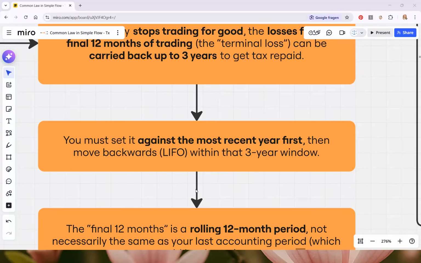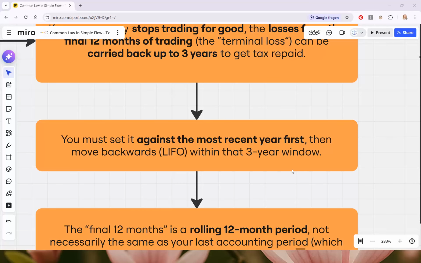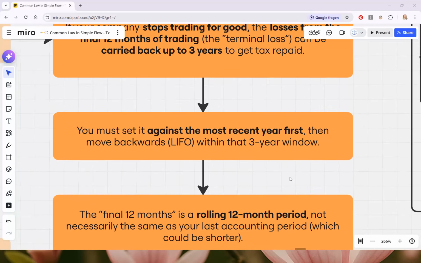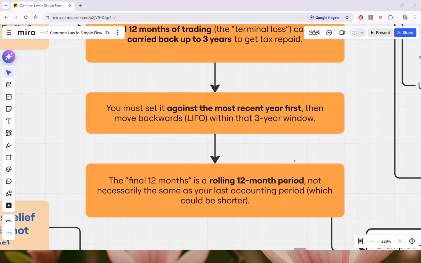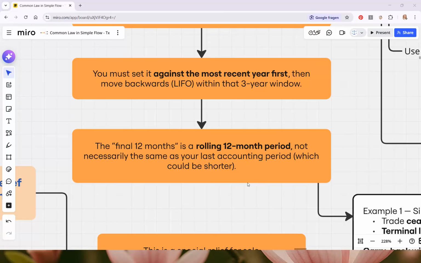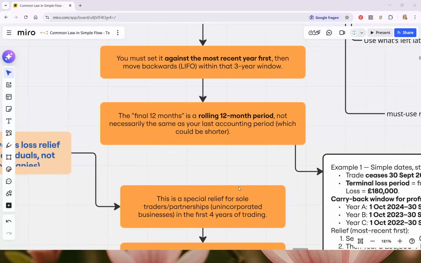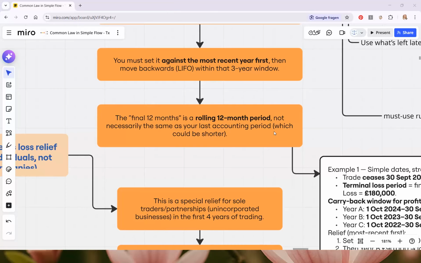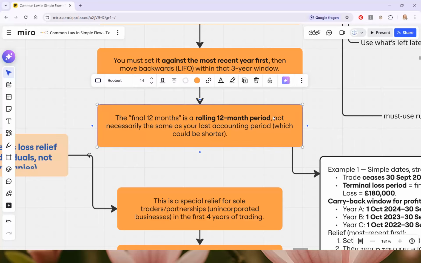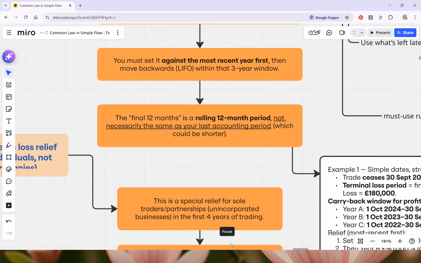So you must set it against the most recent year first, then move backwards within that 3 year window. The final 12 months is a rolling 12-month period, not necessarily the same as your last accounting period. So it's not necessarily the same as your accounting year period, which could be shorter.